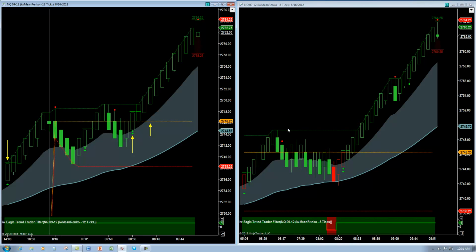So if we move over here to the 8 range chart, you see that it doesn't wipe out the noise quite as much as the 12 range chart. However, it does produce a signal right here, and honestly, I would have been pretty tempted to take that signal because price was moving up above the Globex open.